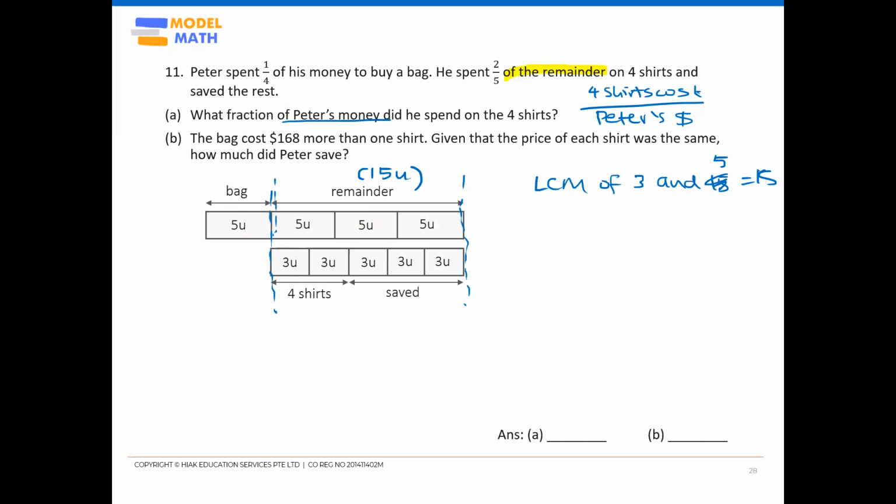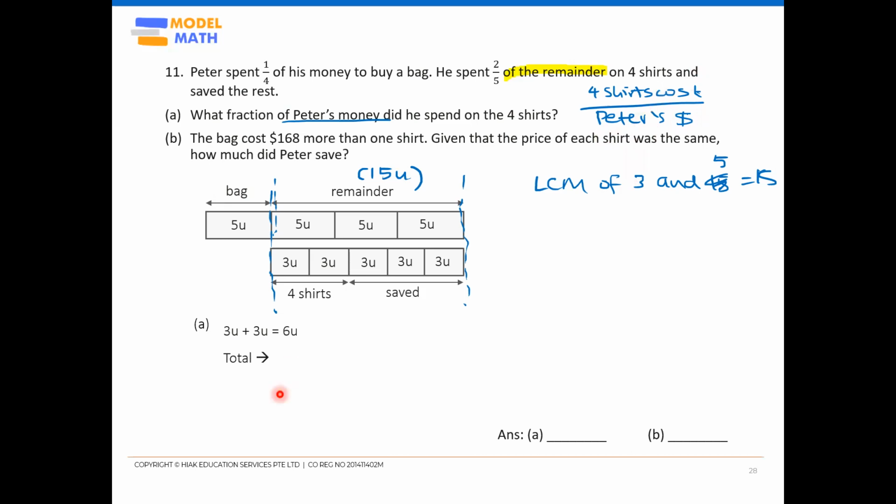All right, and there you go. This is how you ensure there's fairness throughout the top and the bottom layer of the models. Then you can go on to create the fraction that is required. So we need the cost of 4 shirts. To get 4 shirts, you have 3U, 2 sets of 3U. So that's 6 units. And we can find the whole of Peter's money that forms our denominator.